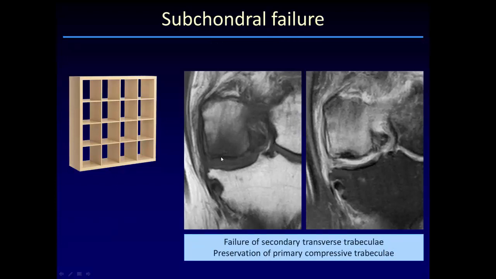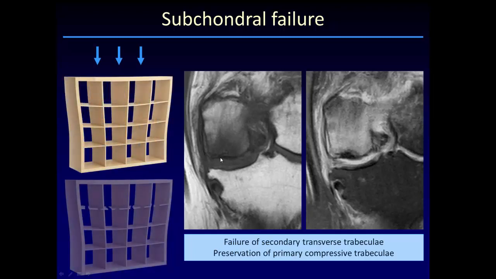I illustrate with this bookcase what happens with overloading. And as you overload and deform it, the failure that takes place again is initially in those transverse struts. Now, this type of fracture that's in the subchondral bone is also transverse, but you can appreciate that it can be quite difficult to see because it abuts another low signal transverse structure, which is the subchondral bone plate itself. And you can see here that this type of sclerosis and flattening is challenging because it looks very similar to avascular necrosis.